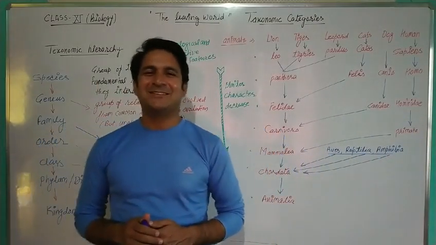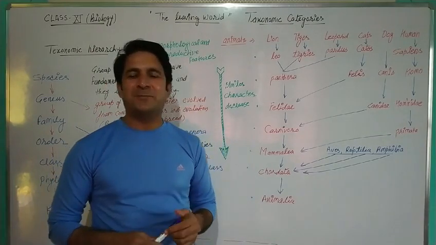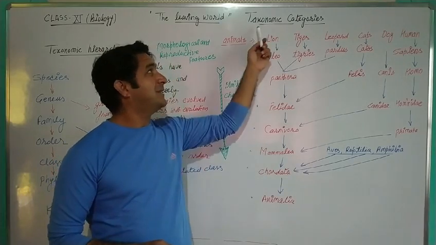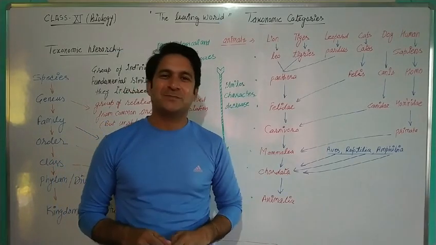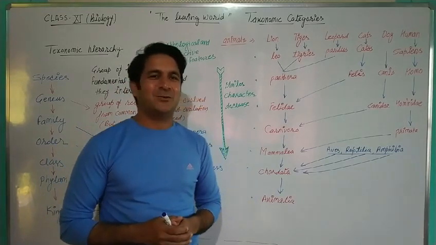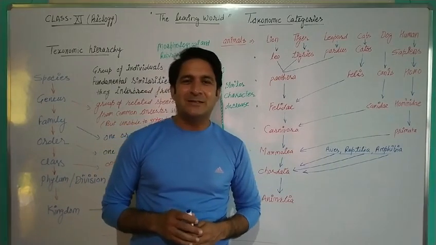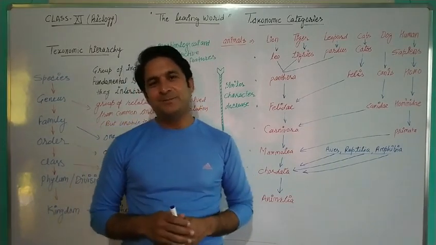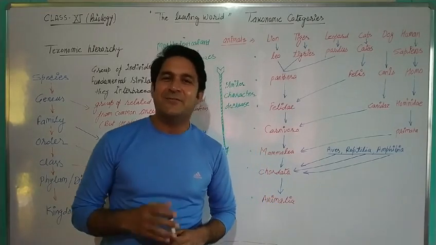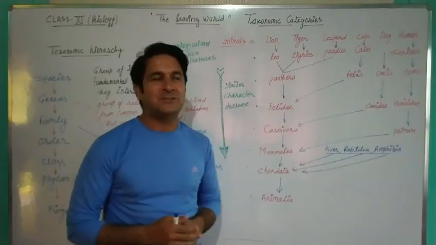Hello class 11th. Today we will discuss our next topic of chapter number 1, the living world. Its next topic is the taxonomic category. So let's start the taxonomic category. In taxonomic category we will discuss the taxonomy hierarchy, its definition and some examples of it. Okay, so let's start the topic.